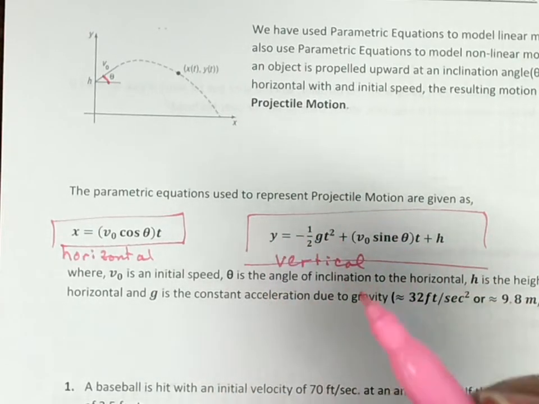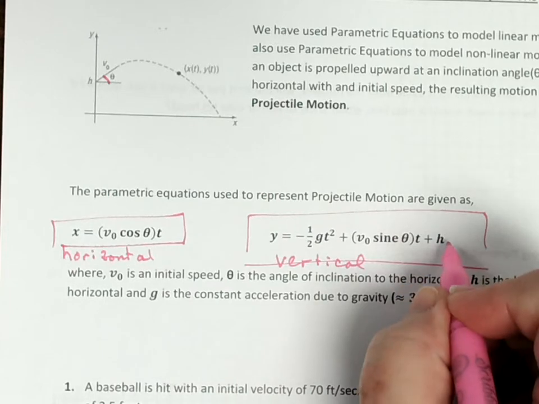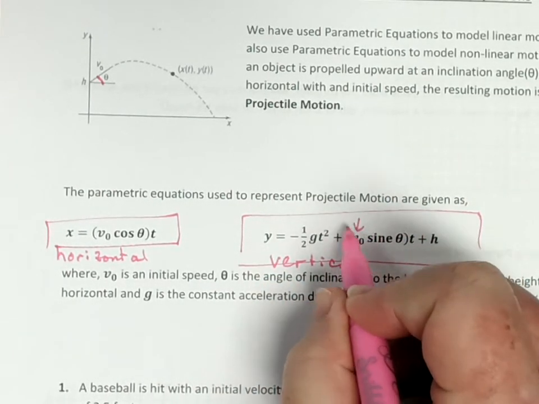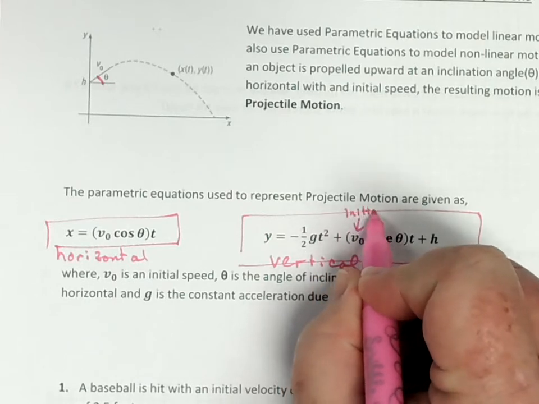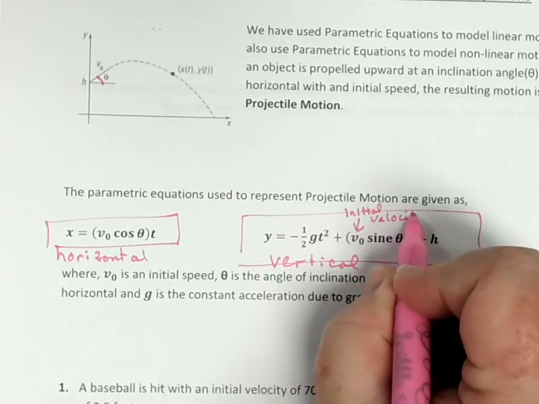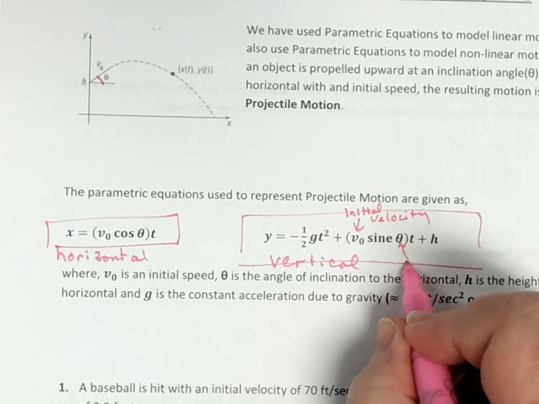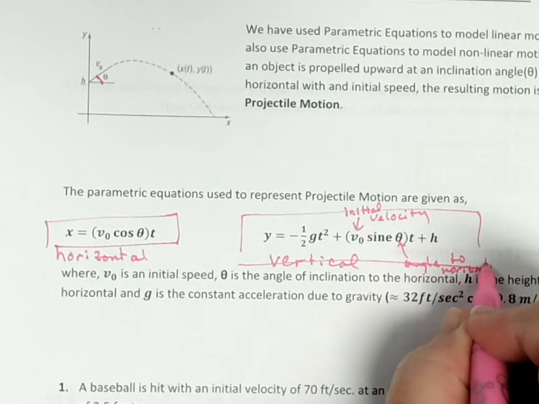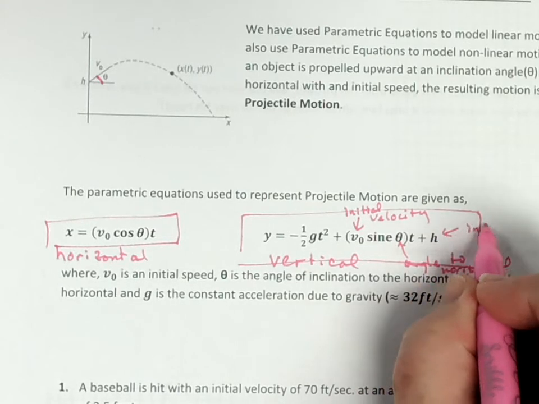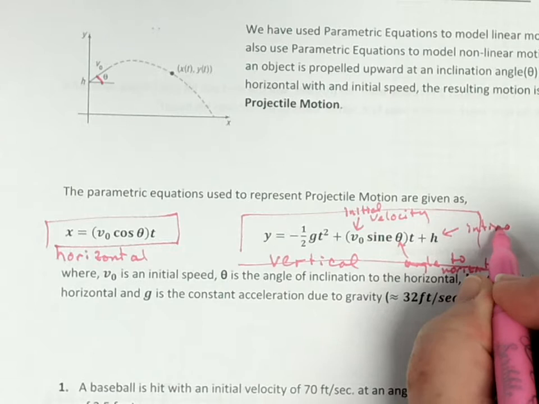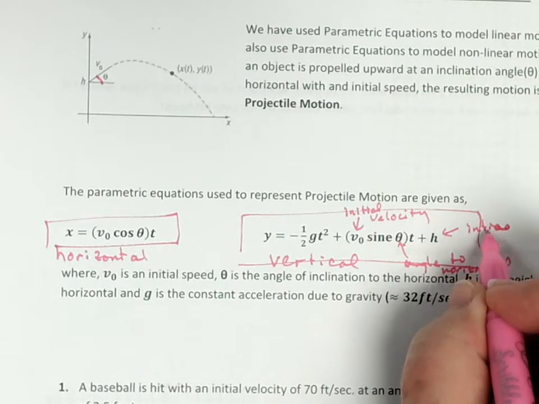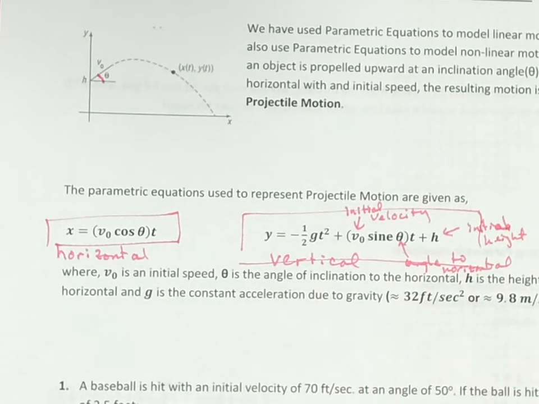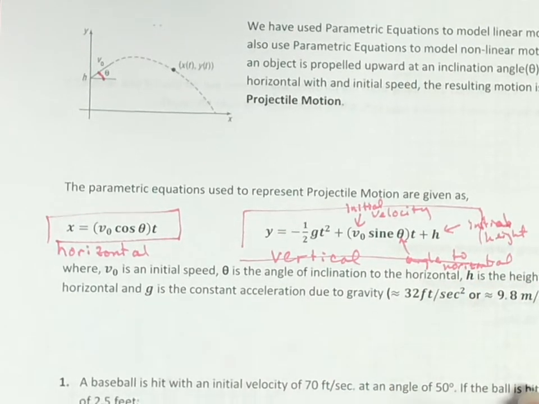Now, some books will say height equals, and they'll call this height 0. But what you need to remember here is that v sub 0 is your initial velocity, theta is your angle to horizontal, and h is your initial height. Okay, the height at which it leaves the ground. Let's take a look at a specific problem.